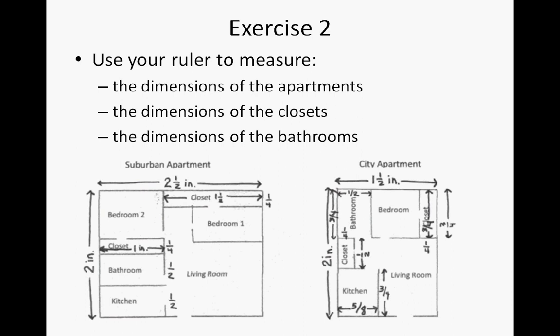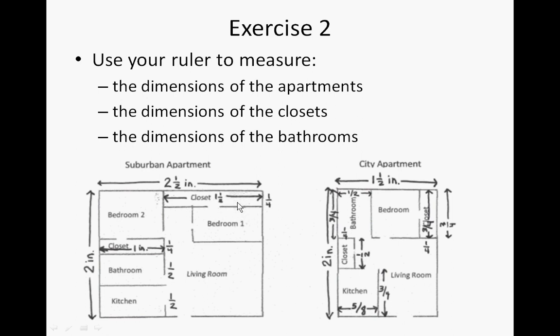So this is what you should have. 2.5 inches for the suburban apartment times 2 inches. And if for some reason when you measured this it didn't come out completely correct, go ahead and just edit your work to show these dimensions because this is what we're going to be working on.